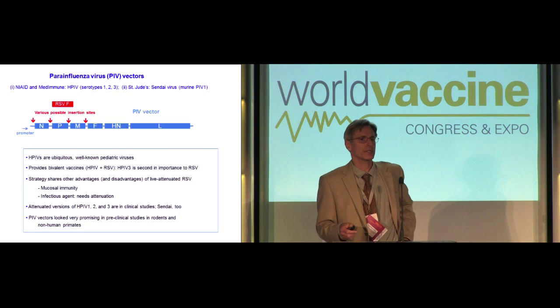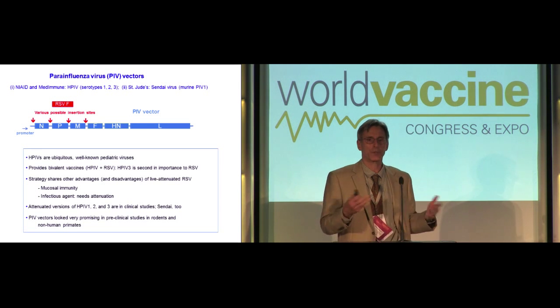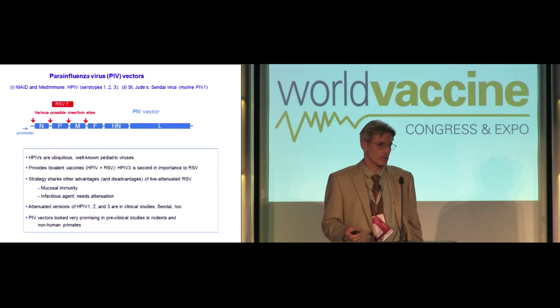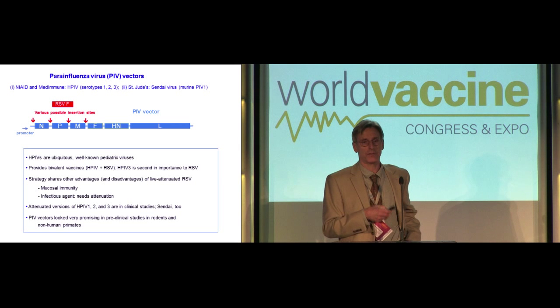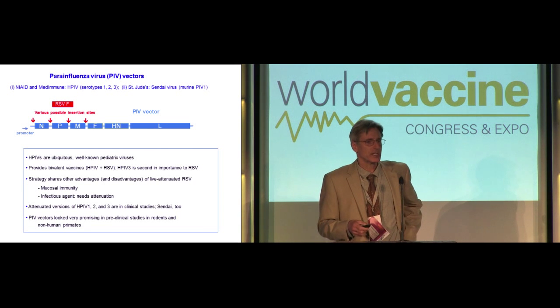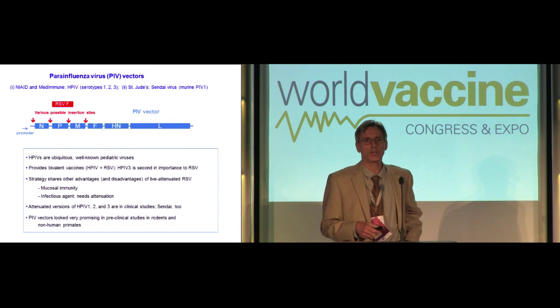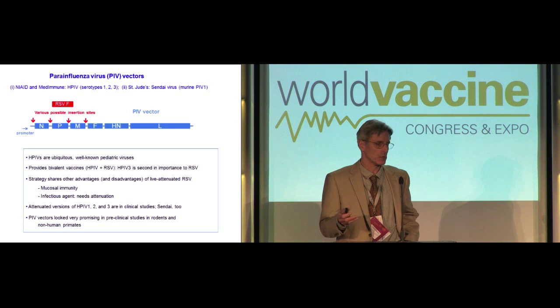And so one advantage in particular for the PIVs, or human PIVs, is that these are very common ubiquitous pathogens of infancy, so we're not exposing the infant to anything new. And in fact, we're providing them with a bivalent vaccine against the PIV and against RSV. And all these PIVs are viruses for which vaccines are needed, particularly PIV3. This strategy is similar to the live attenuated vaccine strategy in terms of giving a broad stimulation of immunity, including mucosal immunity. But on the other hand, they're infectious agents, they need to be attenuated. But we do have attenuated versions of these viruses in clinical studies.